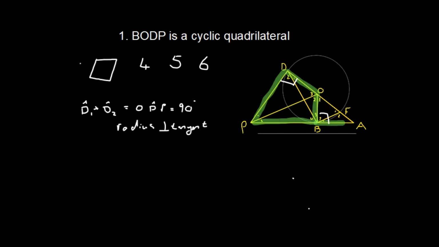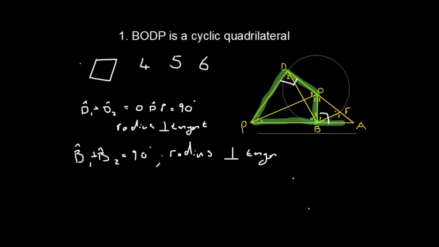All right, now good news, you don't have to write both of those. You only have to choose one. So you can write D1 plus D2, or you can write ODP. The notation is your choice. Now we need to write something about B. So we could say B1 plus B2 equals 90 degrees. And there's our same reason there: radius is perpendicular to tangent.